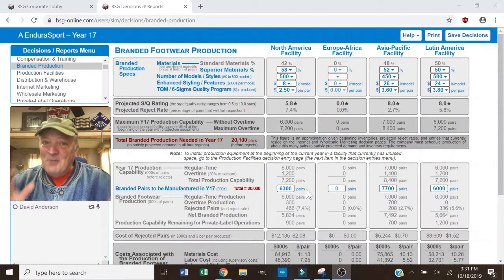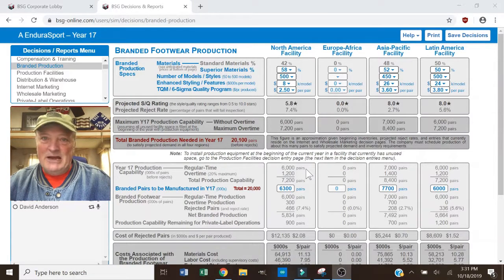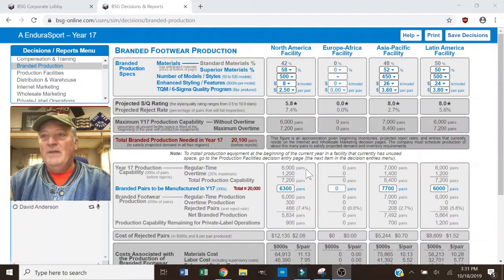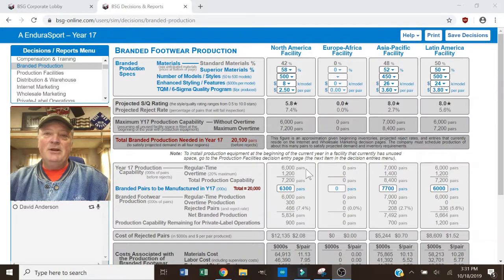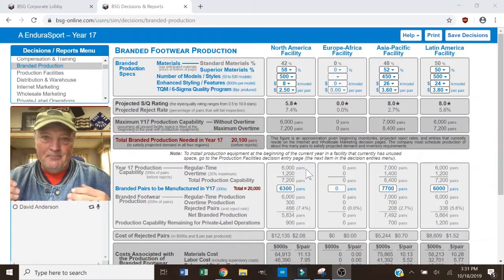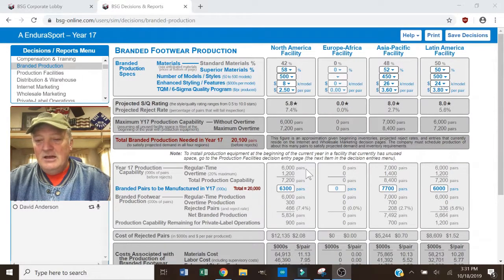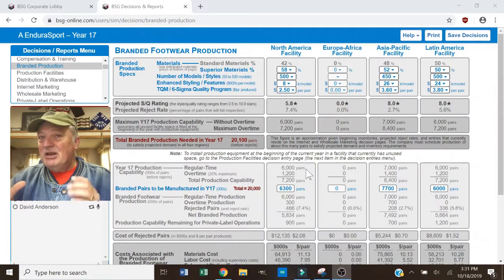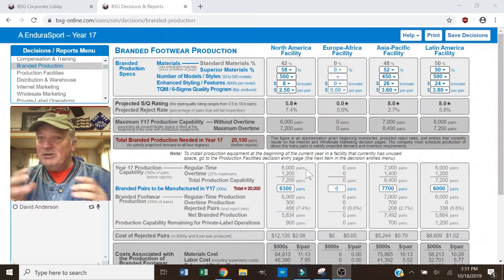Most of the time, I put all my regular time in for the shoes because I'm wanting to get the lowest price. Overtime actually increases the cost per shoe. And then private label, you're not making very much in private label, but you are selling shoes. It does help your net revenues, but it doesn't really help your net profits. So it just kind of depends on what you want to do, what your strategy is.